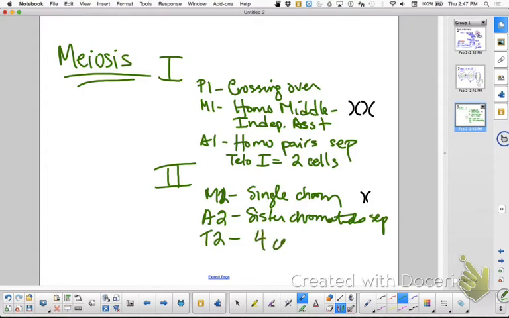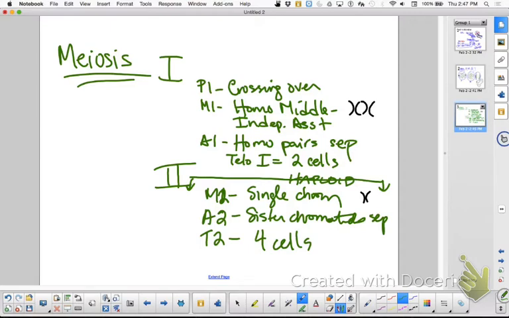You're going to have 4 cells. From here down, they're considered haploid. Why? Because they don't have their homologous pair. So they're haploid at this point. Okay, and then you could compare mitosis with meiosis.